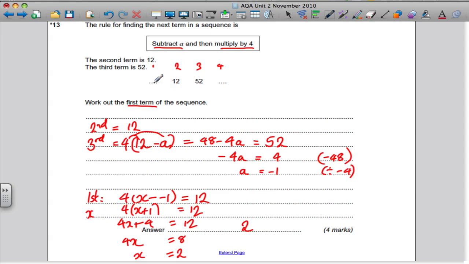Let's just check it does. If I had 2 here and I subtracted minus 1, it would be like adding 1. So 2 plus 1 would be 3. 3 times 4 would give me the 12.